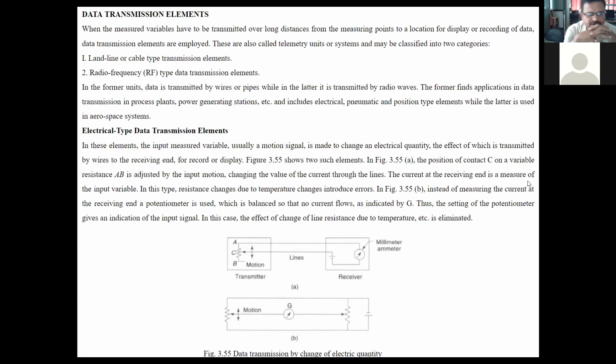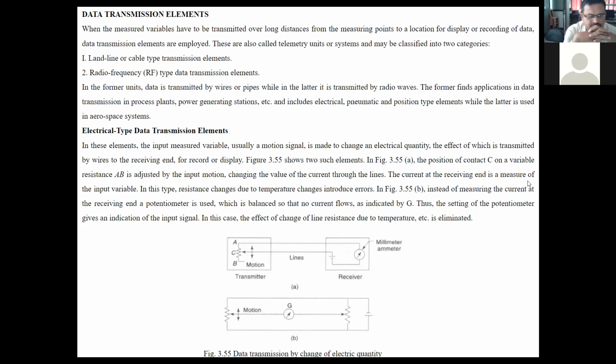In the former units, data is transmitted by wires or pipes, while in the latter, it is transmitted by radio waves. The former finds applications in data transmission in process plants, power generating stations, etc., and includes electrical, pneumatic, and position type elements, while the latter is used in aerospace systems.